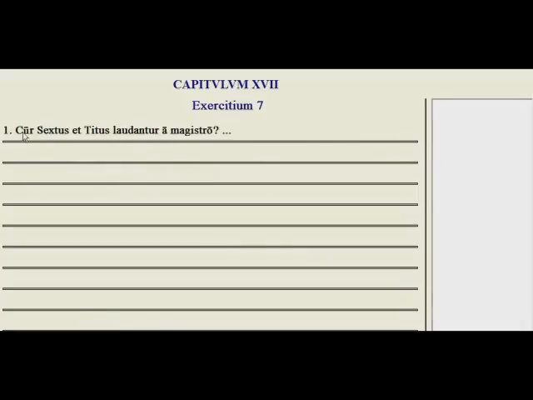Okay, we have why are Sextus and Titus praised by the teacher? Well, Sextus et Titus laudantur for a number of reasons. Quia recte respondent, because they respond correctly. Quia industrii et prudentes sunt, because they're hardworking and clever. And here we have they're praised because they're clever and industrious students.